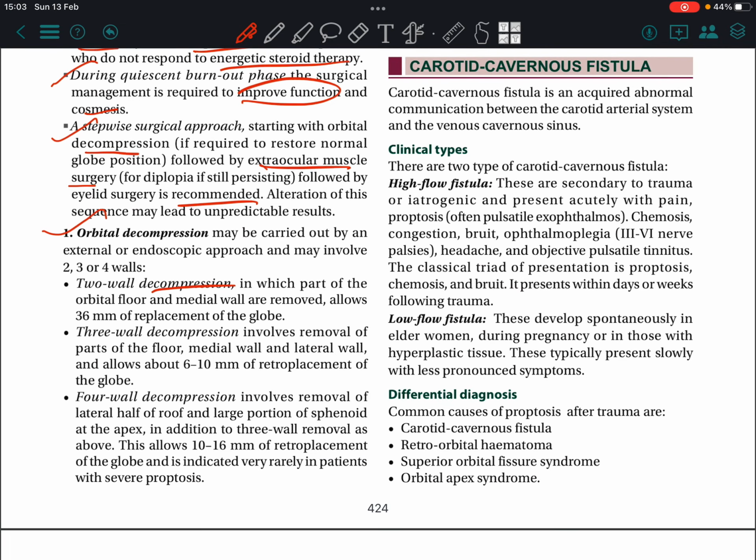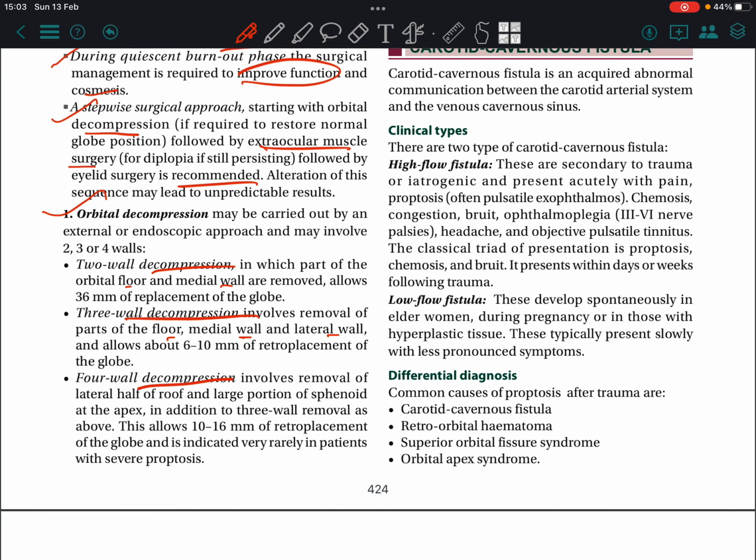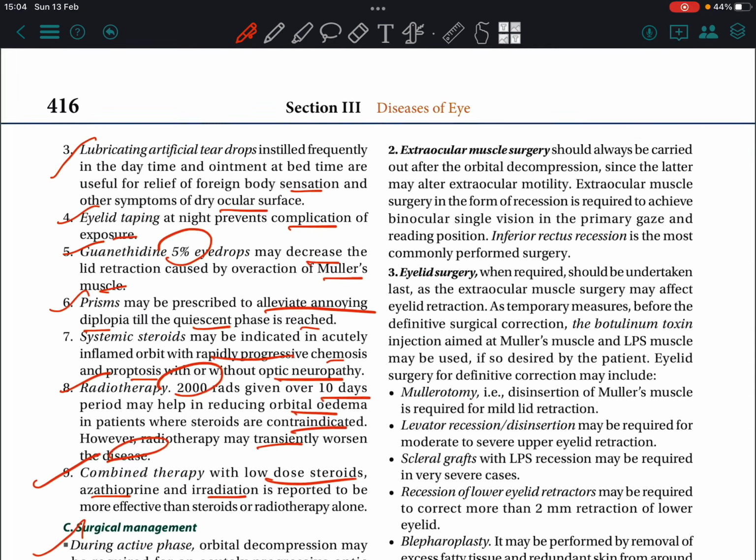Orbital decompression: 2-wall decompression, 3-wall decompression, 4-wall decompression. In 2-wall decompression, the orbital floor and medial wall are removed, and in 3-wall, the floor, medial wall and lateral wall are removed. Then 4-wall involves removal of the lateral half of the roof and a large portion of the sphenoid at the apex. This allows 10 to 16 mm of retroplacement of the globe.